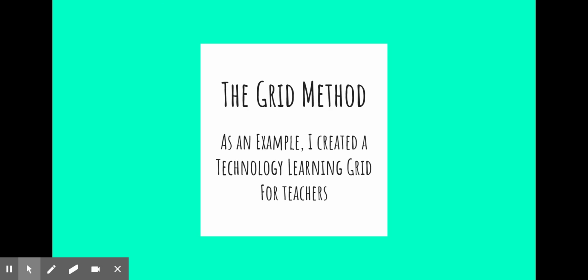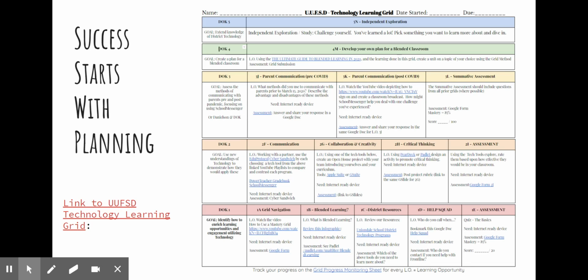I've created an example, a technology learning grid for teachers. The grid is the foundation of the system and allows teachers to carefully create and develop a scaffolded learning path using Webb's depth of knowledge and state standards. Along with the systems and routines built into the grid method, students can work at their own pace through these grids. They don't move from one learning opportunity to the next until mastery is shown, normally between 80 and 85%. This ensures that they're being met where they are at, instead of where we think they should be.